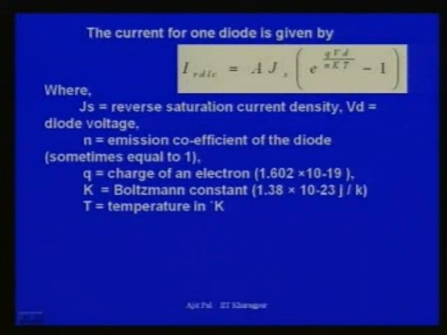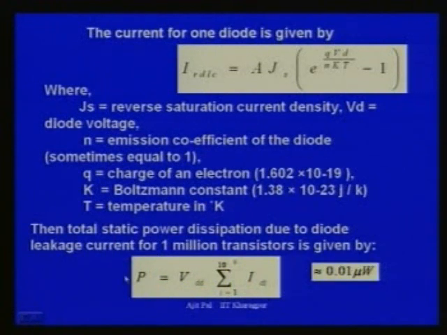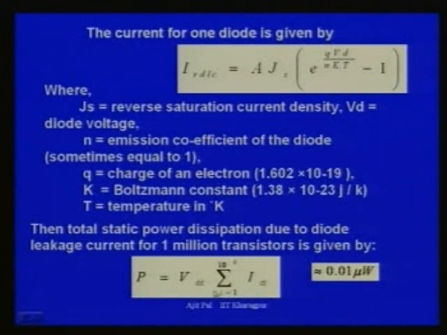So here you see this leakage current is dependent on temperature, on the active area of the device, and also on the reverse saturation current density. And there are many transistors within a chip, so you have to take all the transistors into consideration. You have several million or a billion transistors within a chip nowadays, so you have to sum up all the currents passing through them.